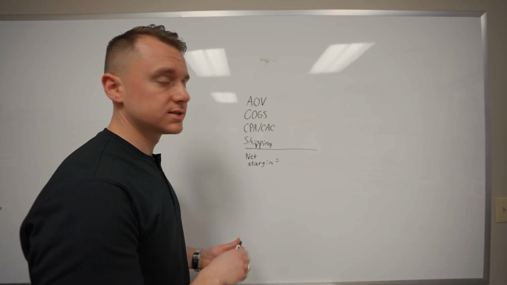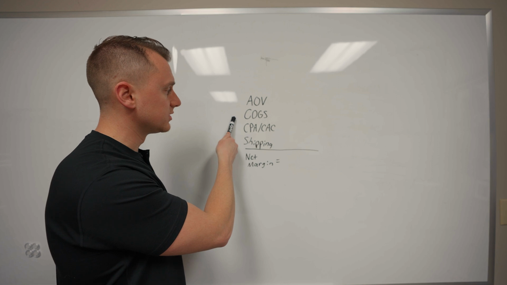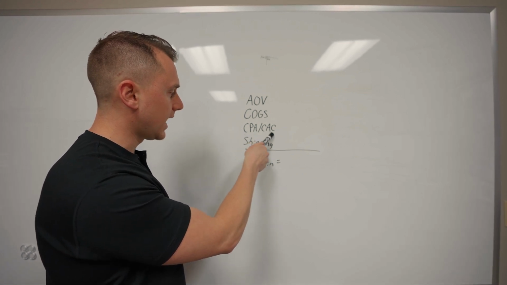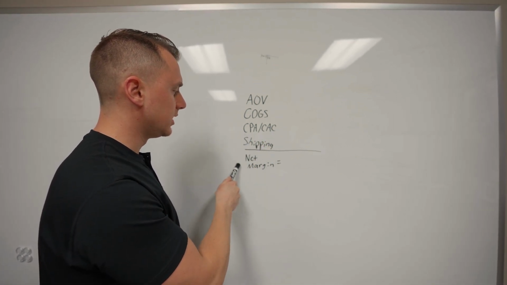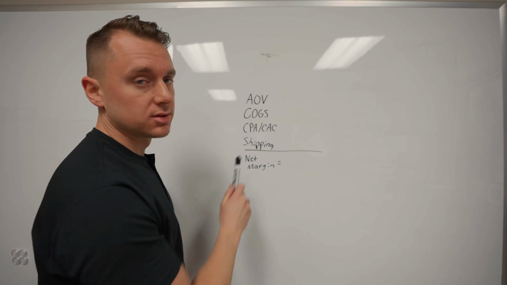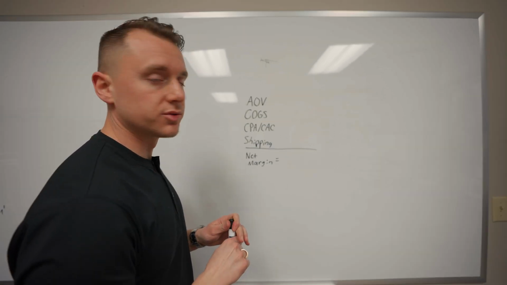For this example, I wanna go to my whiteboard over here. I'm gonna show you exactly how you can calculate your net profit margin as an e-commerce brand owner, and hopefully you can take some value from this. All right, guys, hopefully y'all can see this. So we got our average order value, cost of goods sold, CPA or CAC, shipping costs, and then this totals up to our net margin. Let's go through the numbers.